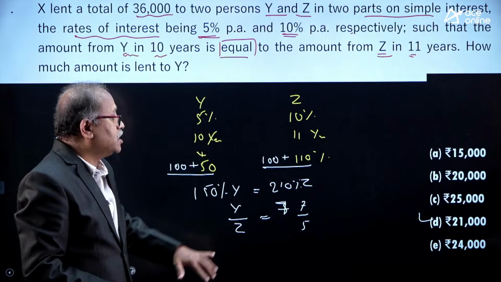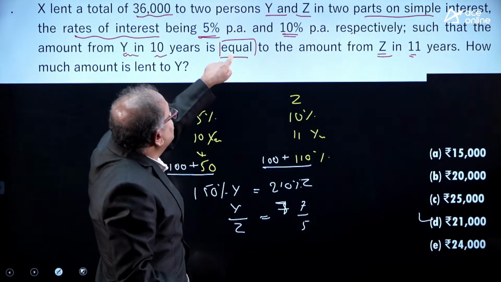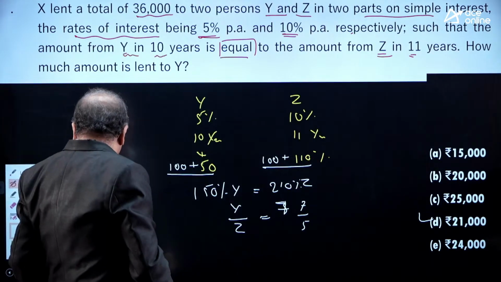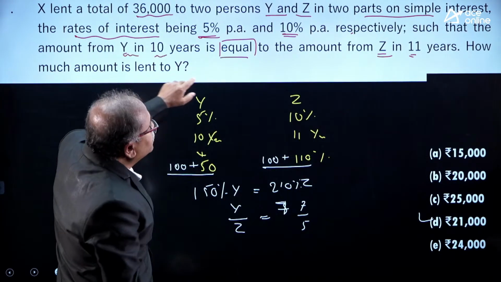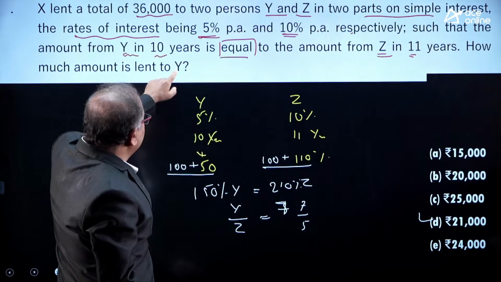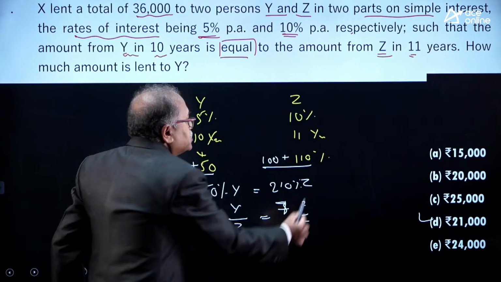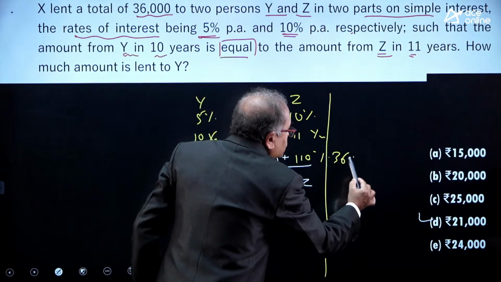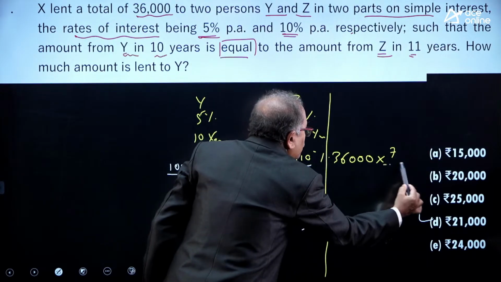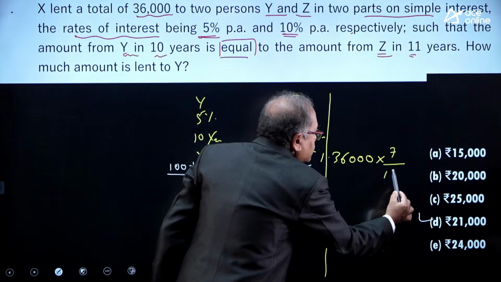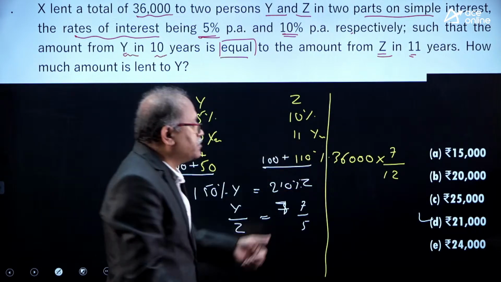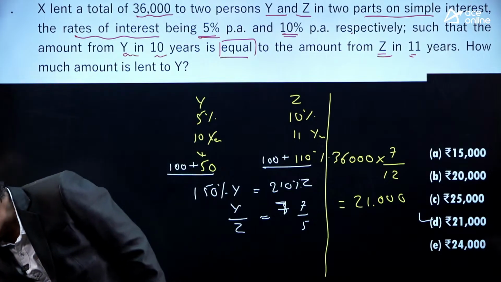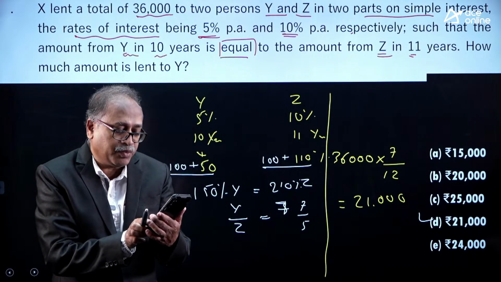So, this is the way I can answer this particular question, because in the question it is given that left hand side is equal to right hand side. What is the question asked? How much is invested in Y? In Y, 7 parts are invested. Total is 36,000. So, I need the 7 parts out of 7 plus 5, 12 parts. So, that is 3 times 3, 7, 21,000. That is what you said. 21,000 is absolutely right, Sam, Appal Naidu.